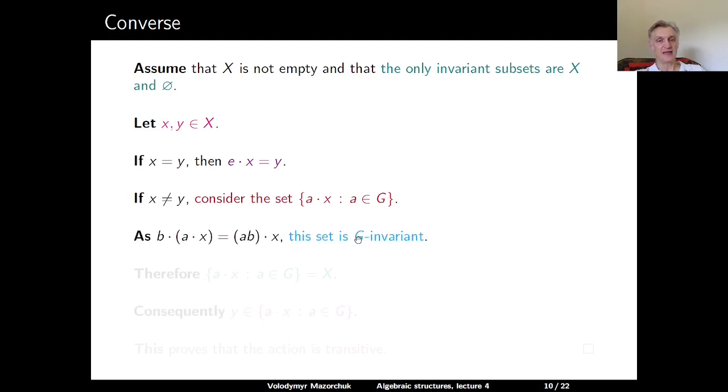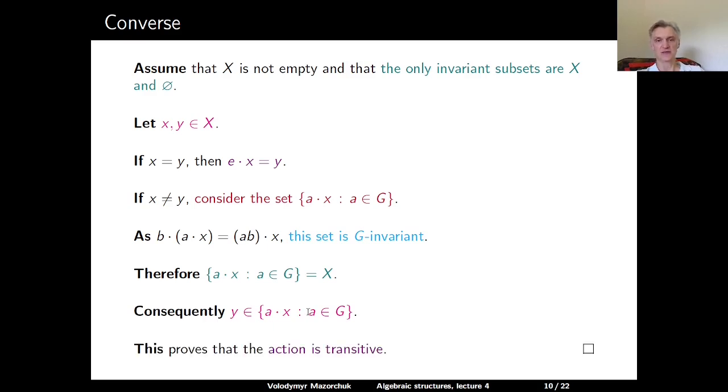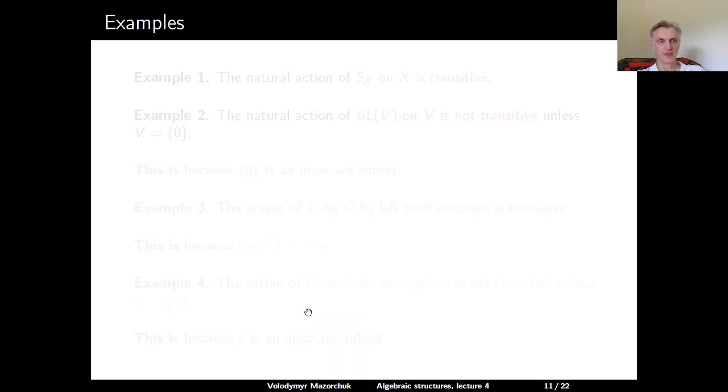So if we have an element B in G and we apply B to A applied to x, by the axiom of the action, this is equal to BA applied to x. So this set is G-invariant. So it's a non-empty G-invariant subset, so it must coincide with X due to our assumption. But then this means that y belongs to this set, and this means that the action is transitive. So this completes our proof.